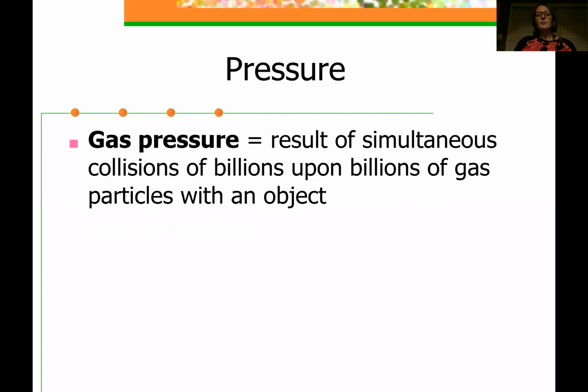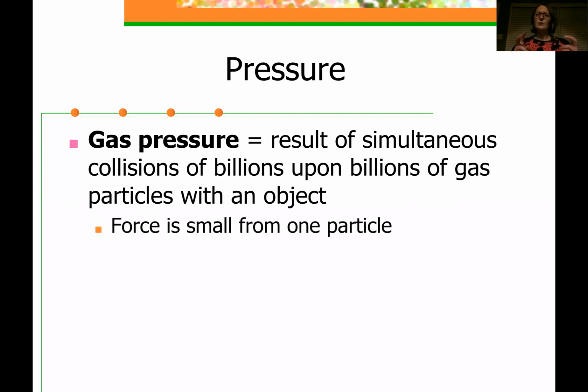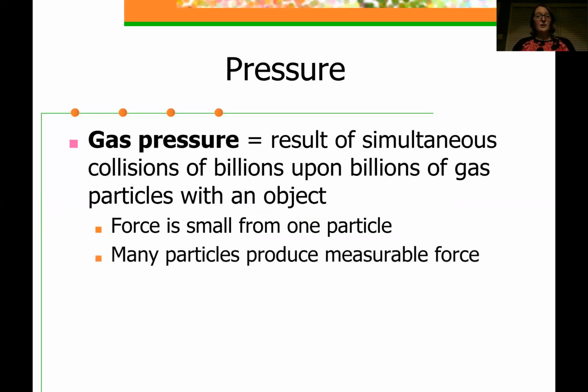So think, for example, if we had an empty balloon, we know that it's not truly empty. It has just very few gas particles, so your chance of running into each other is very slim. But you start to blow up the balloon, you're putting more and more particles into that, and they're going to run into each other.